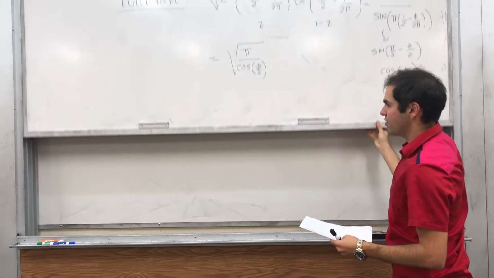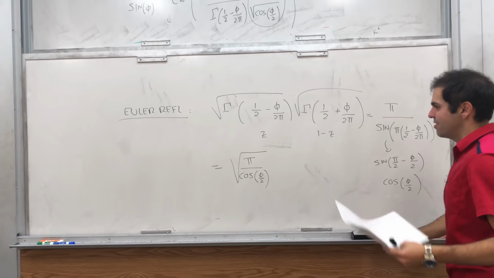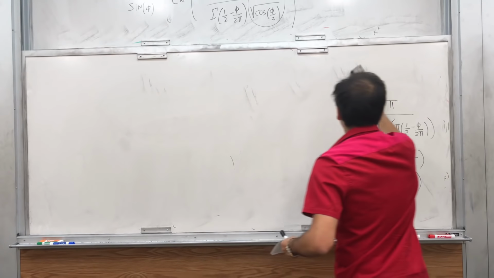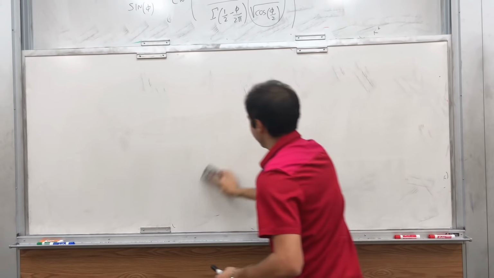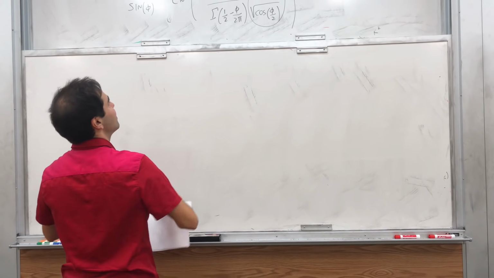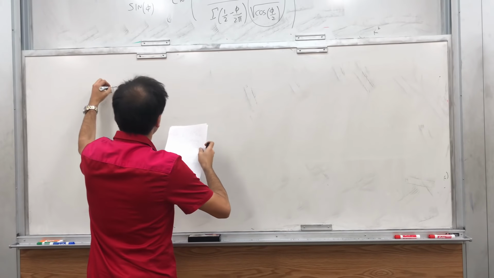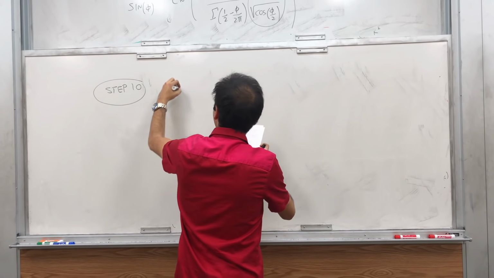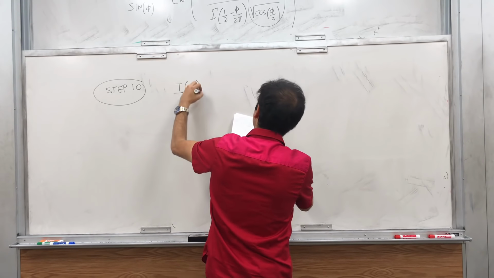Which brings us kind of to our grand finale. So we see now the goal of the marathon, the finish line. That's what I wanted to say. So step 10. What do we have? I of phi, which is our integral.